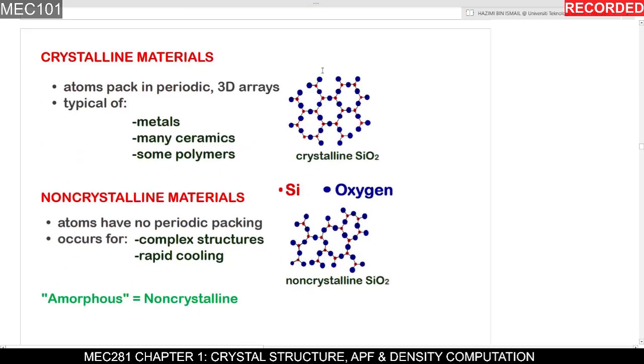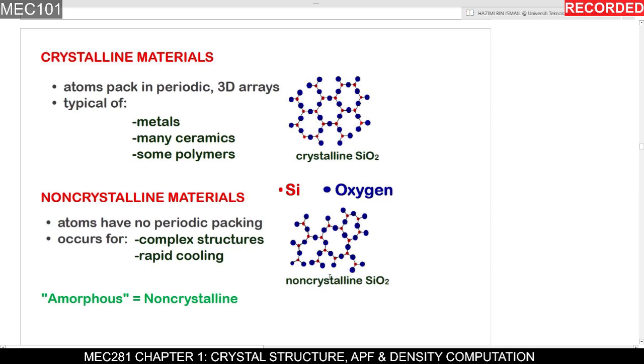This is the arrangement of atoms in the crystalline silicon oxide here. Atoms are packed in periodic 3D arrays, typical of the materials that come in the crystalline arrangement. Commonly for metals, many ceramics, and also some polymers. But for the non-crystalline, or sometimes we call amorphous, not arranged, atoms have no periodic packing, occurs for complex structures and rapid cooling.